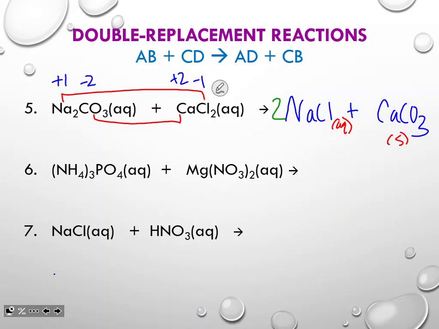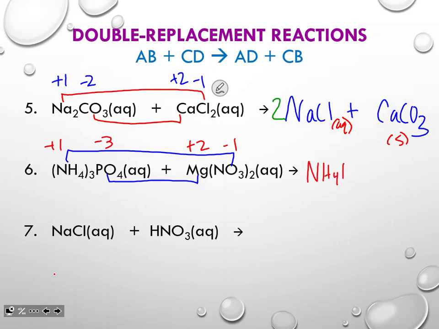Looking at the next one, let's do the outers. Ammonium goes with nitrate. Magnesium is going to go with the phosphate. Now we look at oxidation numbers. Ammonium's charge is always +1. How about phosphate? Phosphate's -3. How about magnesium? +2, and nitrate -1. Okay, so now we can recombine them correctly.